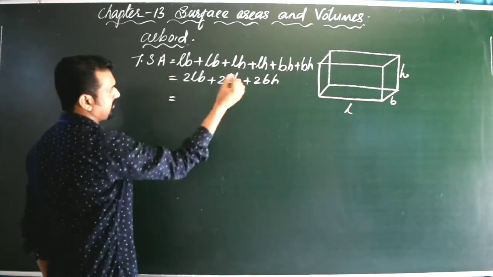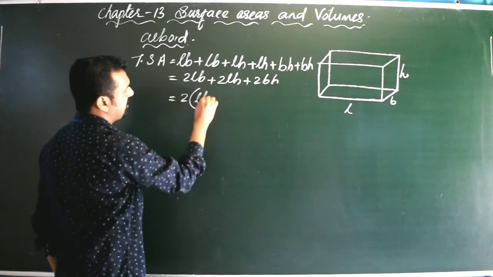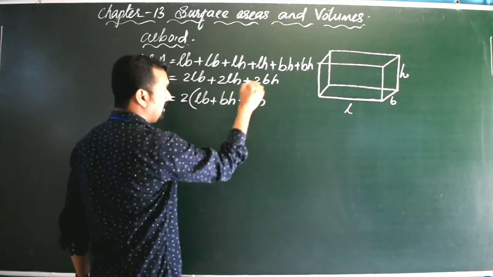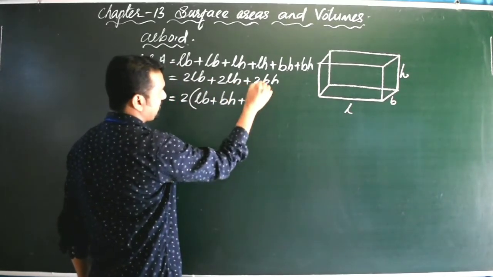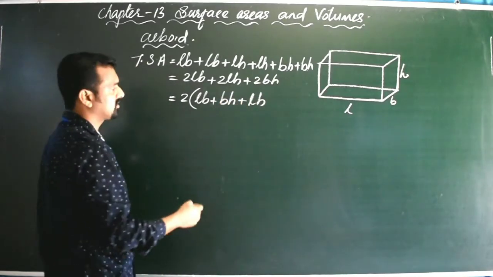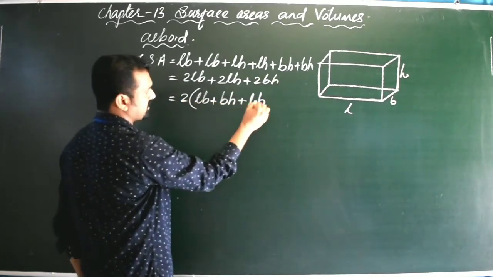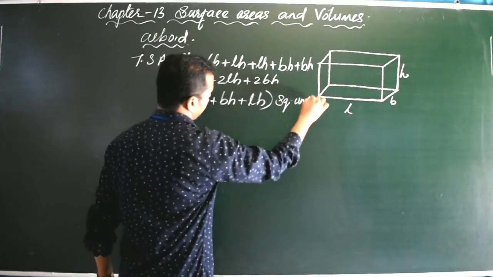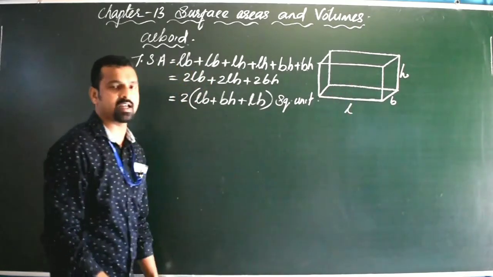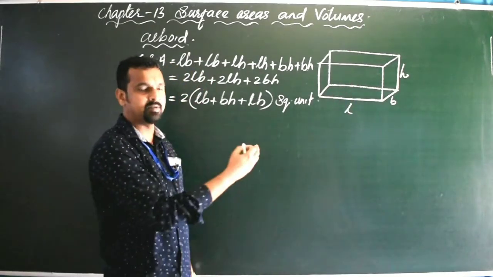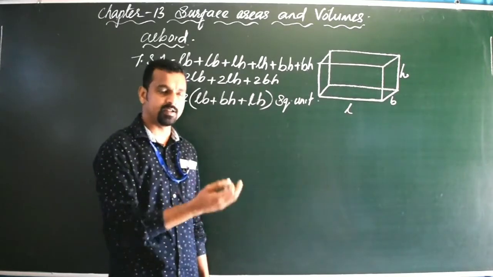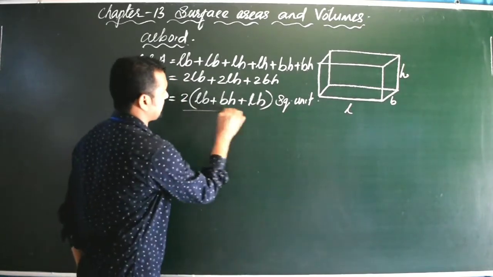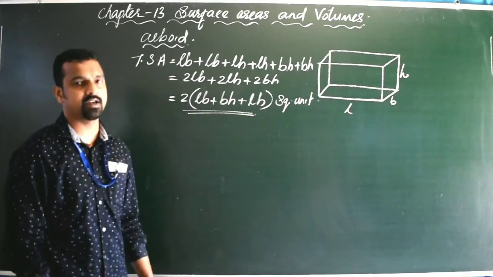Now take 2 as the common factor. 2 is common here: 2 into LB plus BH plus LH, or 2 into LB plus LH plus BH. I wrote BH first, that much only. So we used to write like this: 2 into LB plus BH plus LH, square unit. If the length, breadth and height are given in centimeter, then it will be centimeter square, or if given in meter, it will be meter square. Then that is the total surface area of a cuboid.